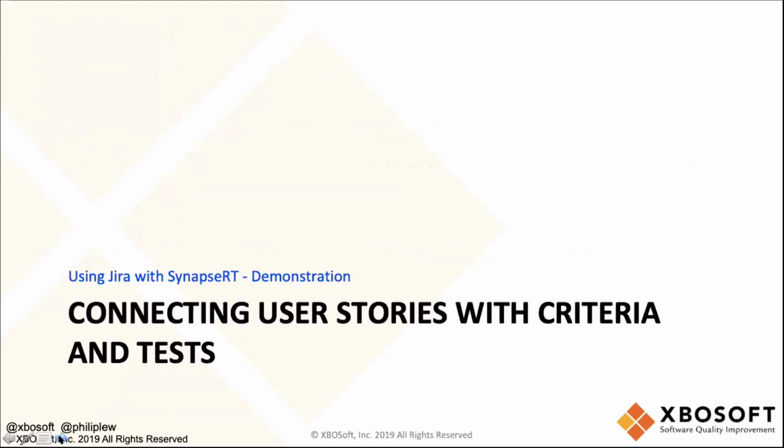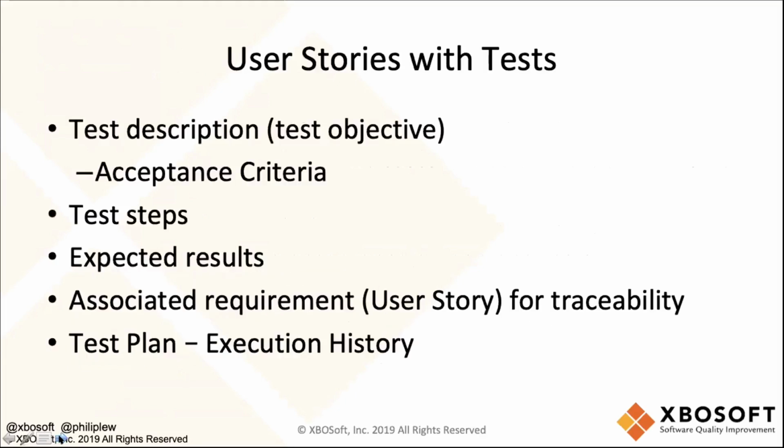Next, let's take a look at connecting user stories with these criteria, and then connecting the criteria with tests. So what we're going to do is go through this with Cheney, and I'm going to turn this over to Cheney, where you show the test description, the test objective with the criteria, steps, results, and how that goes back to the user story for traceability. So I'm going to turn it over to you now, Cheney. Sure.